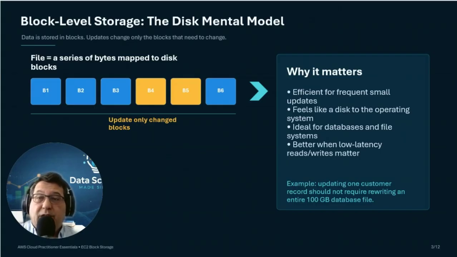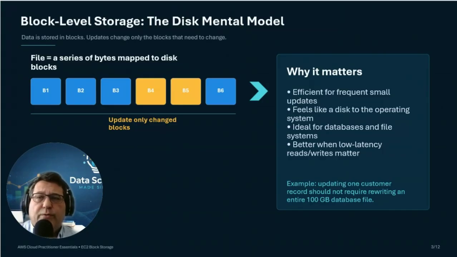Consider a database containing 100 gigabytes of customer information. Suppose one customer changes their mailing address. It would be extremely inefficient to rewrite the entire 100 gigabyte data file. Instead, the database updates only the relevant pages and blocks containing that record. This behavior is ideal for transactional databases, operating systems, enterprise software, frequently modified files, and traditional file systems.